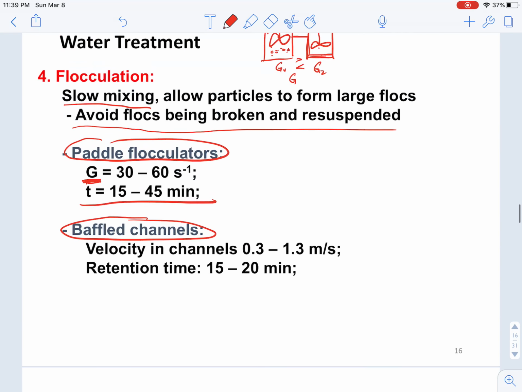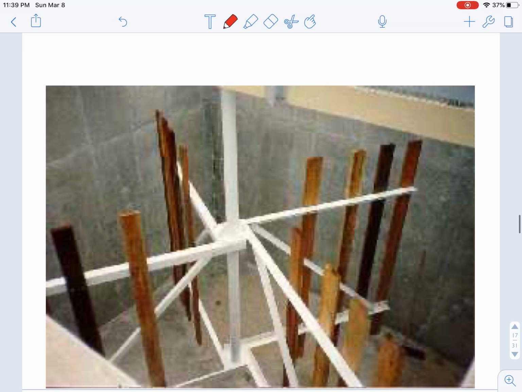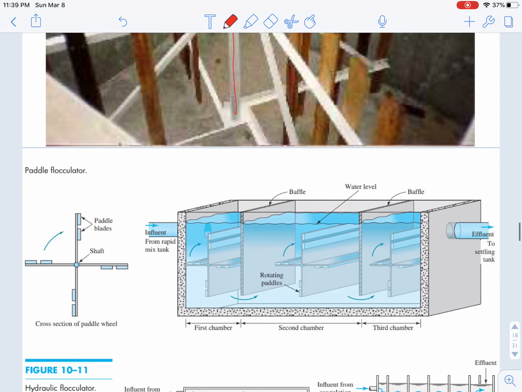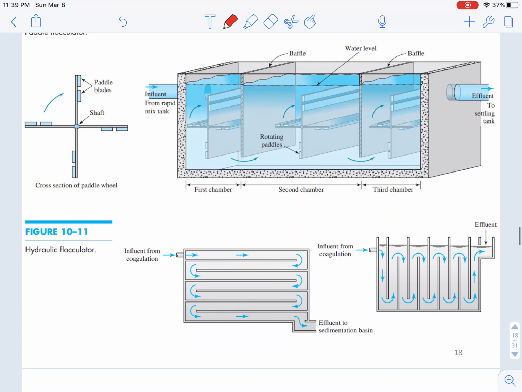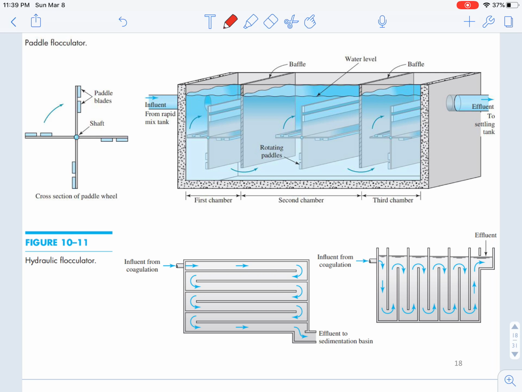Here, this is showing the paddle flocculators. It is composed of a main shaft, and you have a lot of paddles in the chamber, which rotate at a relatively slower speed to enhance or promote flocculation. Here are also some schematic designs for the flocculators. For example, the paddle flocculator can also be installed in a horizontal way.